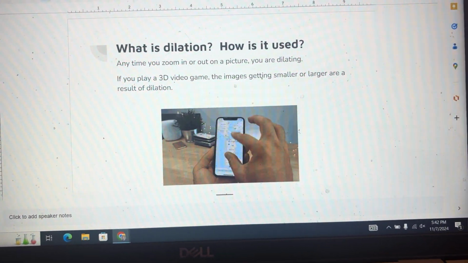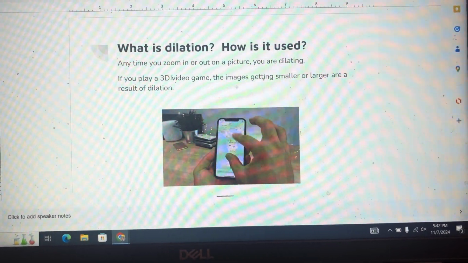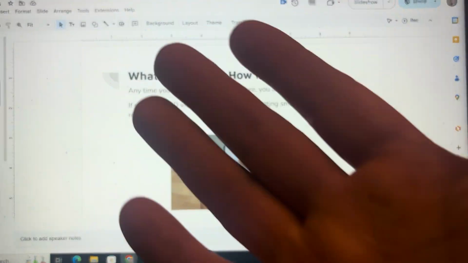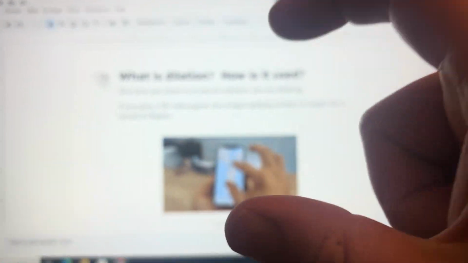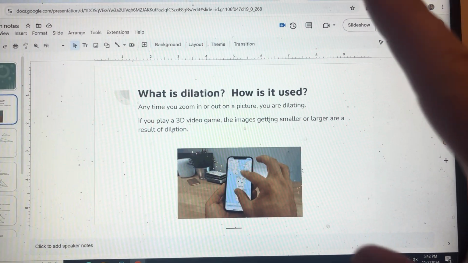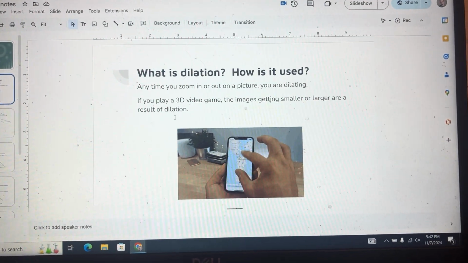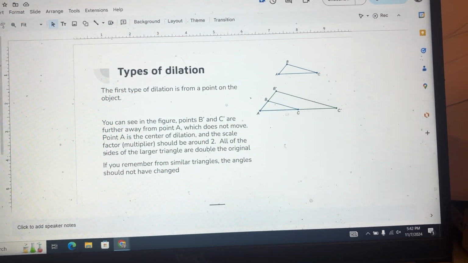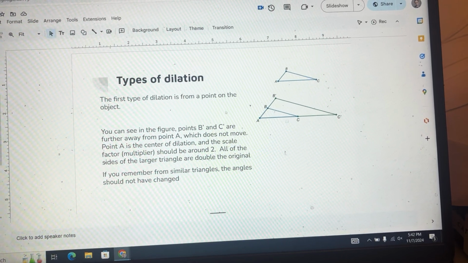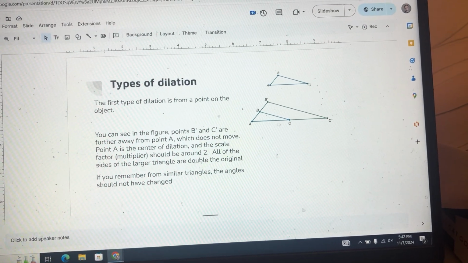So if we play a three-dimensional video game, the images getting smaller or larger are a result of dilation. You're not actually moving forward and backward. It's just that the camera is making parts of it zoom in, zoom out as your character moves so that it looks three-dimensional, okay?